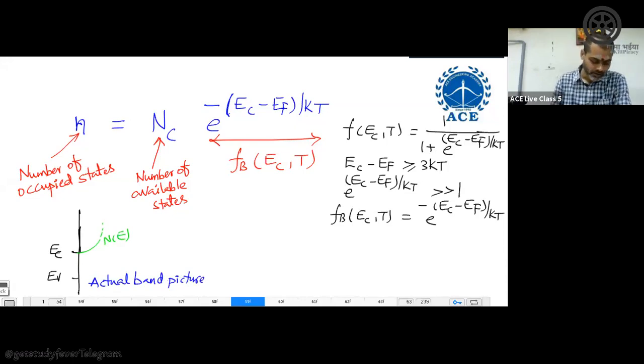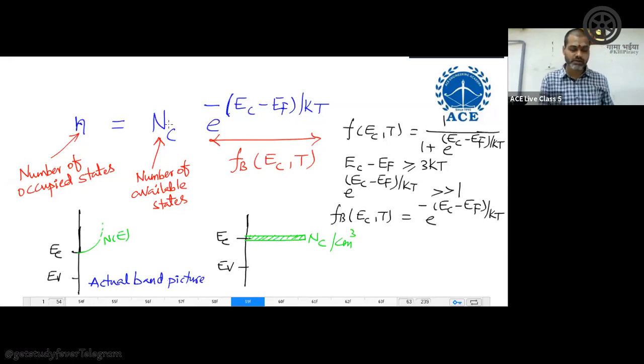Now instead of the total N of E, what I am going to do is, this is EC now and this is EV. Now N of E is replaced with NC, so it's a delta function here. This is NC per centimeter cube, because if you see the equation here, N is equal to NC is present. Now what is this NC we have taken? Effective density of states at the edge of the conduction band. So simply these many number of states I am going to have at the edge of the conduction band.